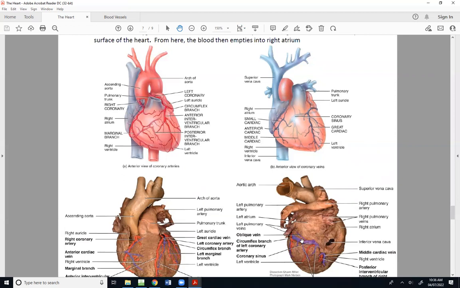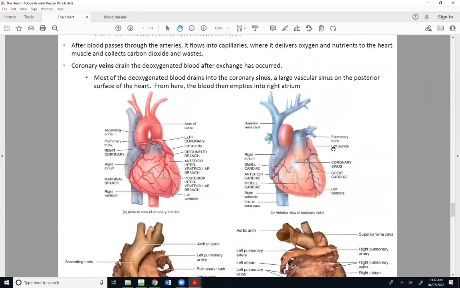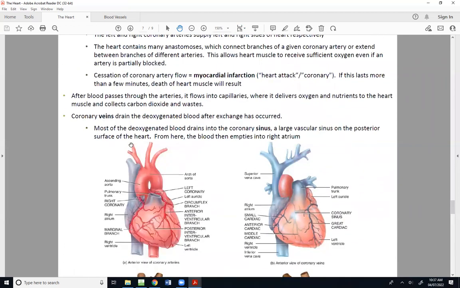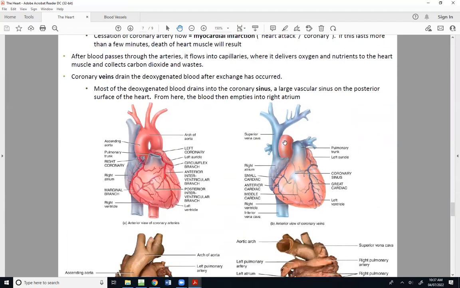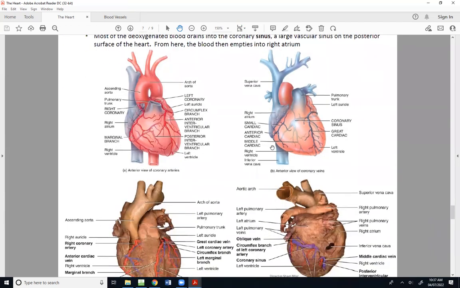So on the back side of the heart, they kind of are showing it a little bit transparently here because it's on the back side, and this is an anterior view. But that connects directly to the right atrium. And we've already mentioned this before, but the coronary sinus is a large vascular sinus on the back side of the heart. As far as these images go, you don't need to worry about them.